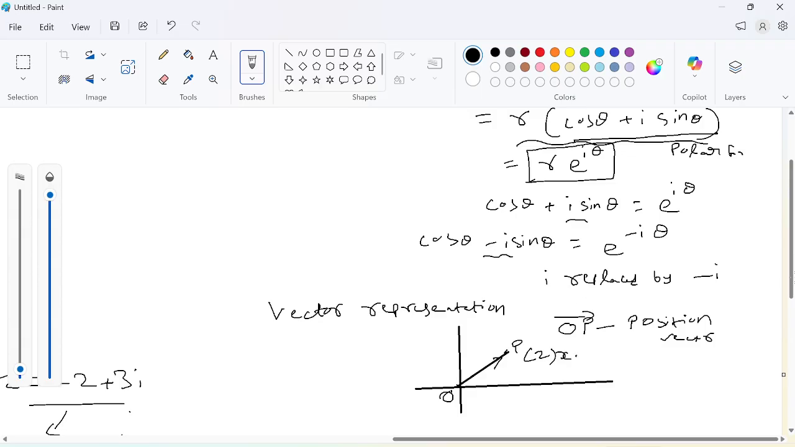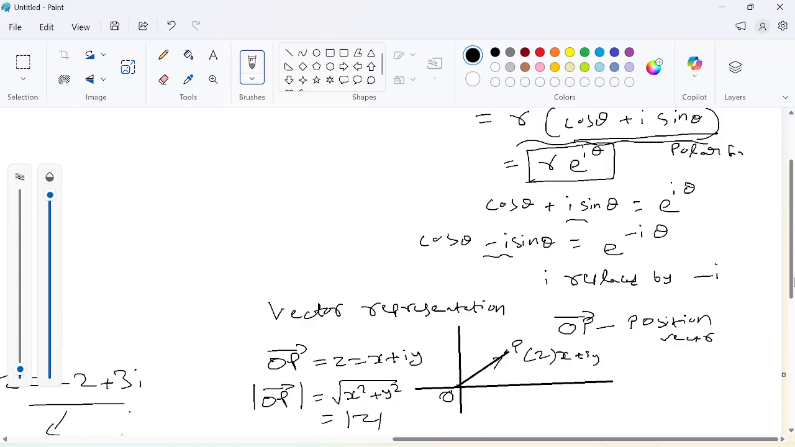So if this is x plus iy, so OP bar is equal to z, which is equal to x plus iy. So the modulus of OP bar, the vector, is equal to the square root of x square plus y square, which is equal to mod z. Okay. So these are the different forms of complex numbers.